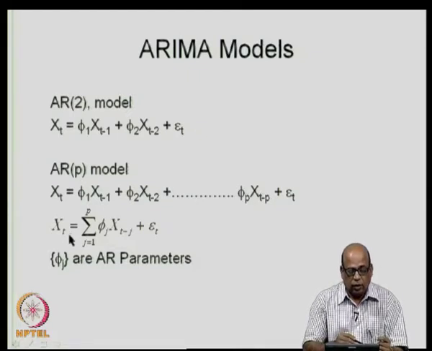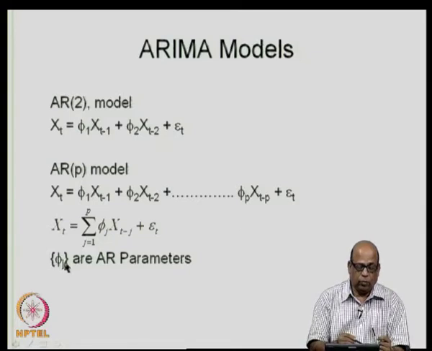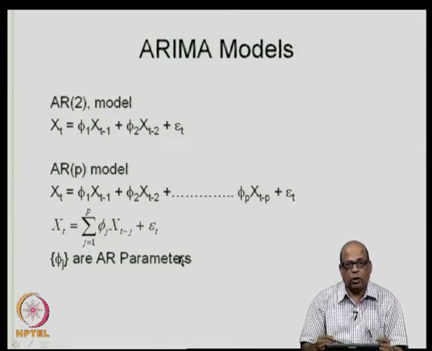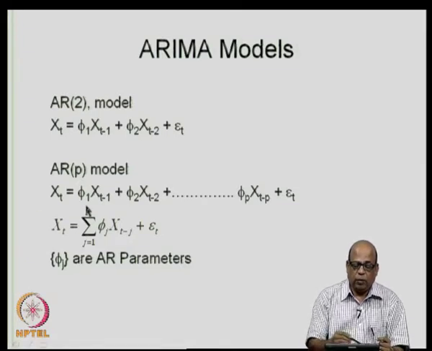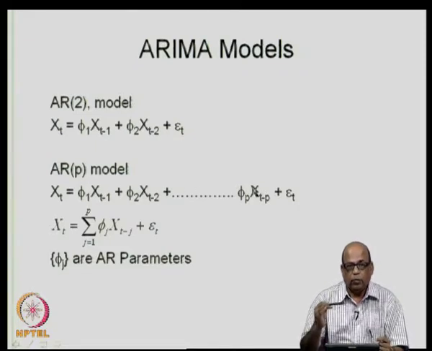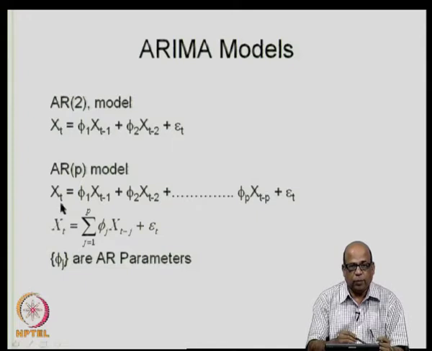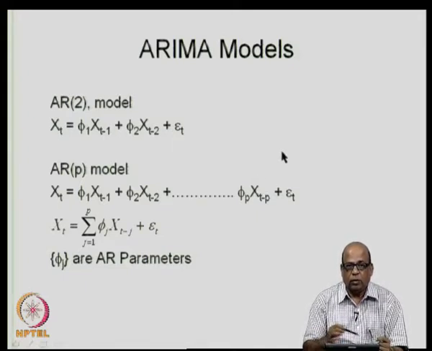You write this in a more compact form as x t is equal to the sum over j is equal to 1 to p of phi j x t minus j plus epsilon t. These phi j's are called the AR parameters, the autoregressive parameters. So, given any model of this type, we should be able to estimate phi 1, phi 2 etcetera from the data. You have the data on x t, you write a model like this. There must be a way of estimating these parameters, which we will see subsequently how we do this.